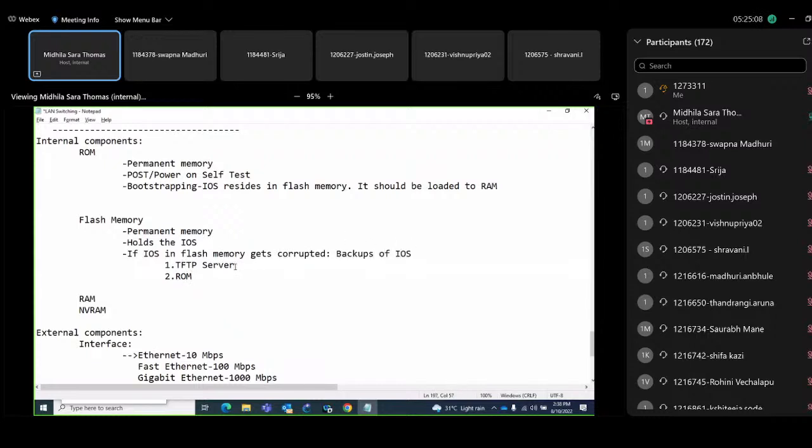One is in a local server called TFTP server. Don't worry what this server is. It's a server related to an application layer protocol. Understand that it is Trivial File Transfer Protocol server. You will learn about it later. One backup is in TFTP server, and if that backup is not there, then there is a backup in ROM. So ROM also holds the backup of IOS.